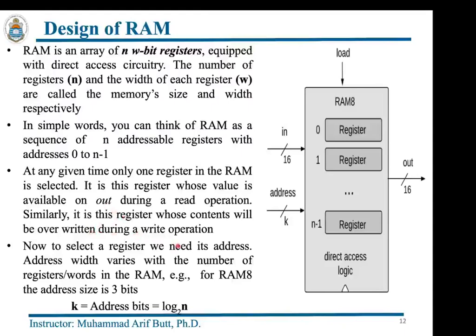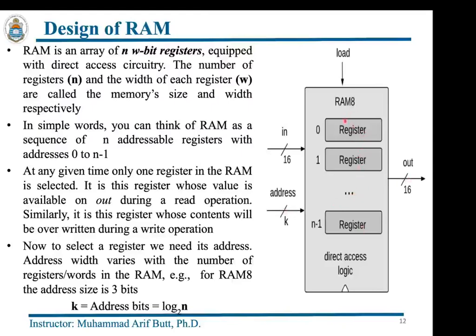To select a register, we need the address of that register, and address width varies with the number of registers or words available in the RAM. For example, here we have a RAM8 chip comprising 8 registers, each register of 16 bits. This is the in which is coming into all the registers, and this is the address using which we will be able to write any register by setting the load input to high, and this is the address using which we read the content of any of these registers.